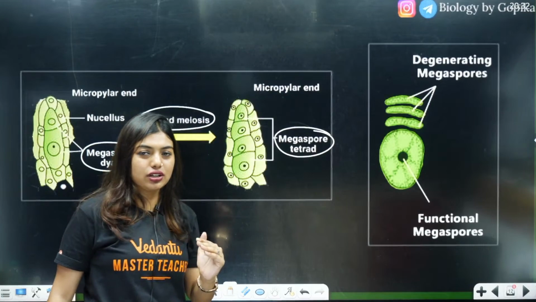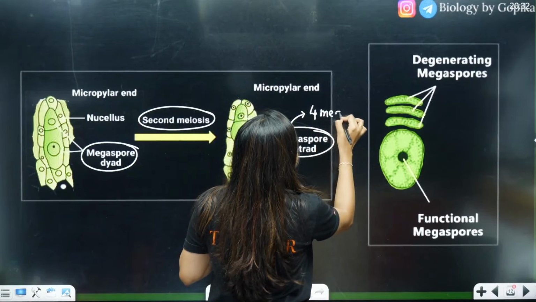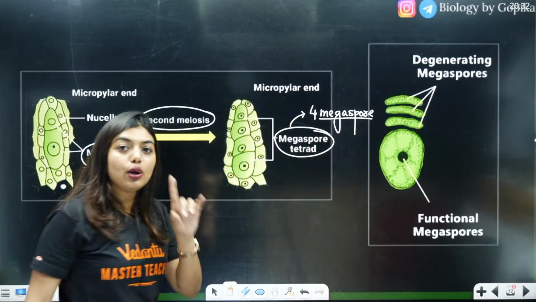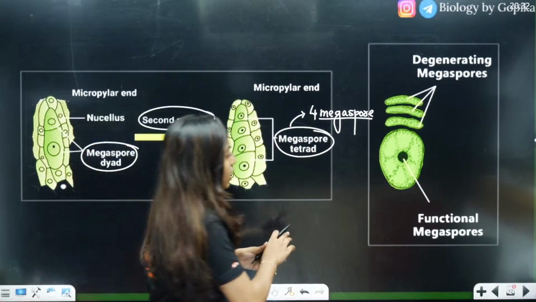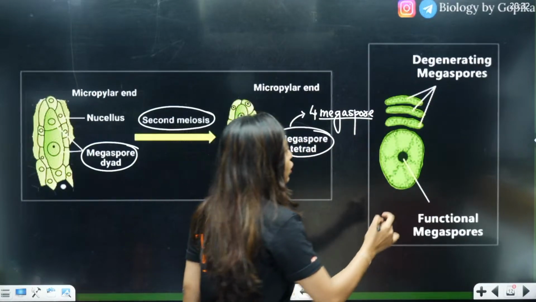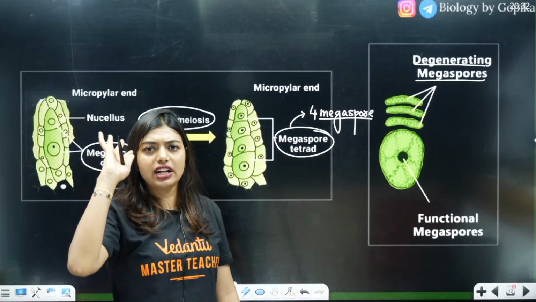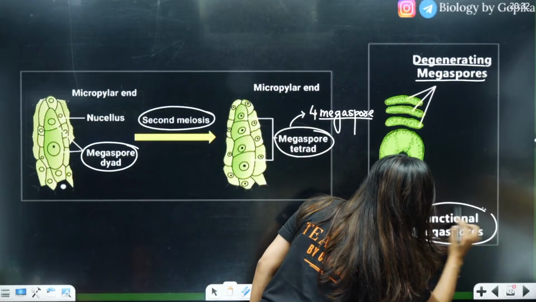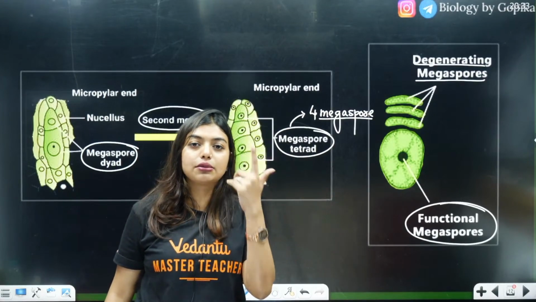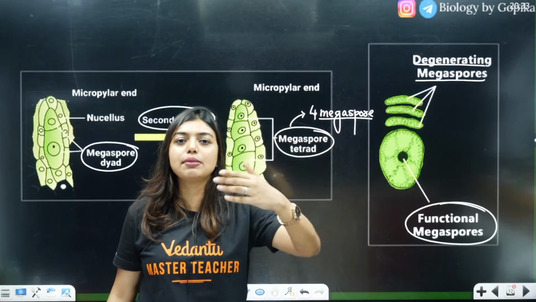Now, the catch here is, even though they formed 4 megaspores, only one became functional. What happened, students? Only one became functional. Look here, out of 4 megaspores, can you see 4 of them? Out of the 4 megaspores, 3 of them got degenerated. Only one became functional, the functional megaspore. Understood? So when you write the definition, you can remember like this: formation of functional megaspore from megaspore mother cell is called megasporogenesis.